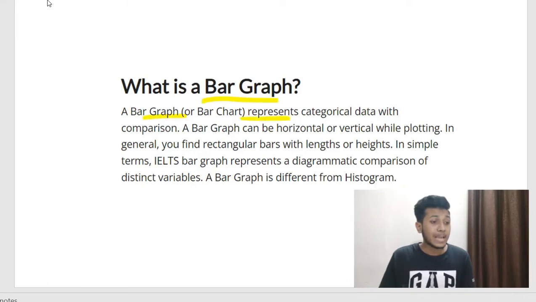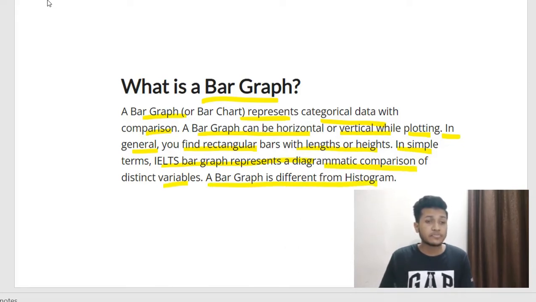A bar graph represents categorical data with comparison. A bar graph can be horizontal or vertical while plotting. In general, you find rectangular bars in length or heights. In simple terms, an IELTS bar graph represents a diagrammatic comparison of distinct variables. A bar graph is different from a histogram.